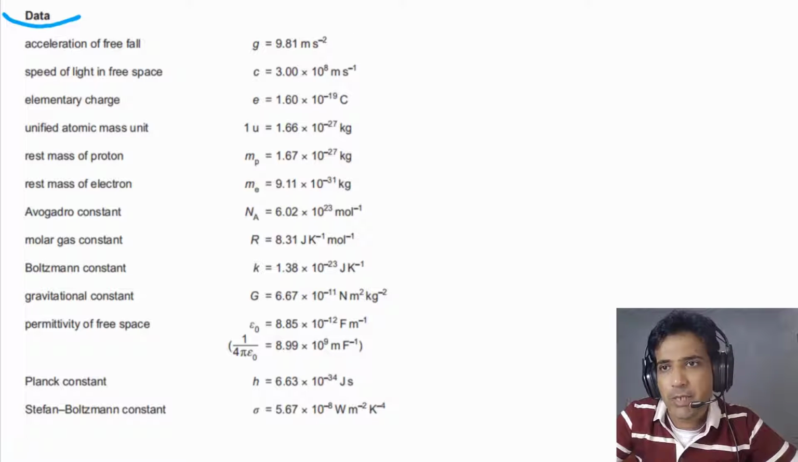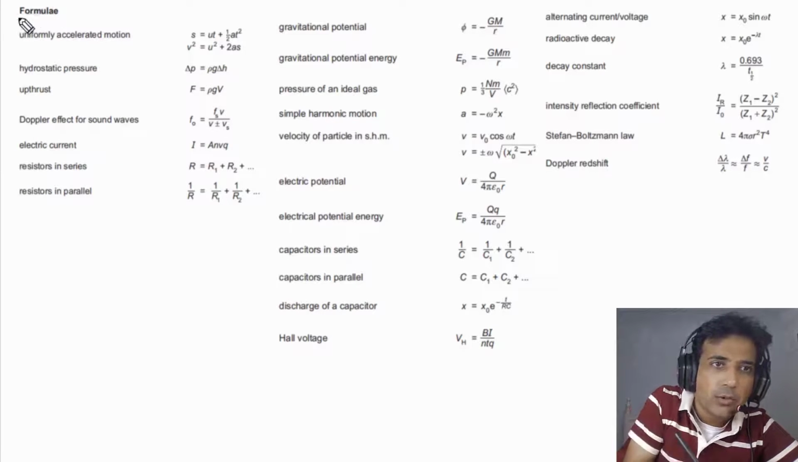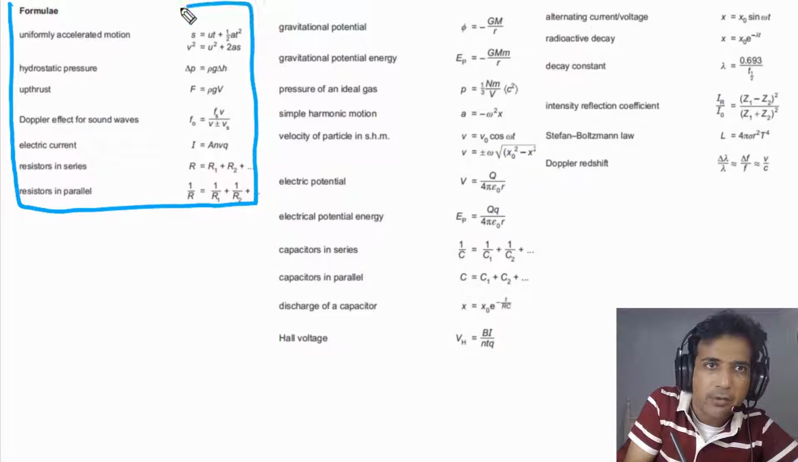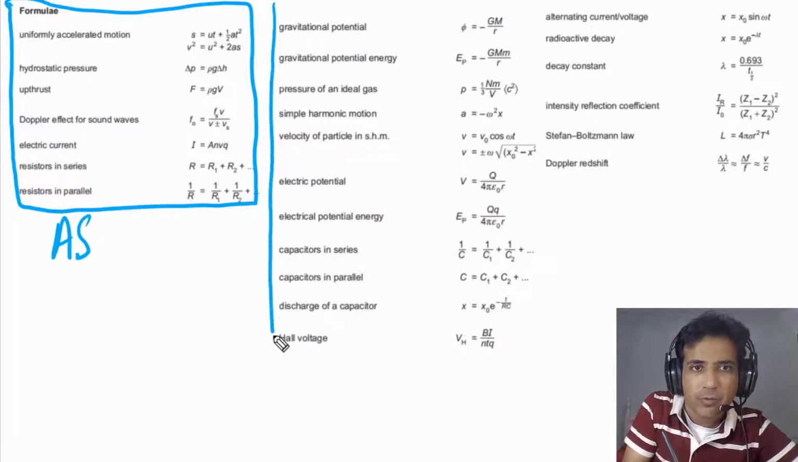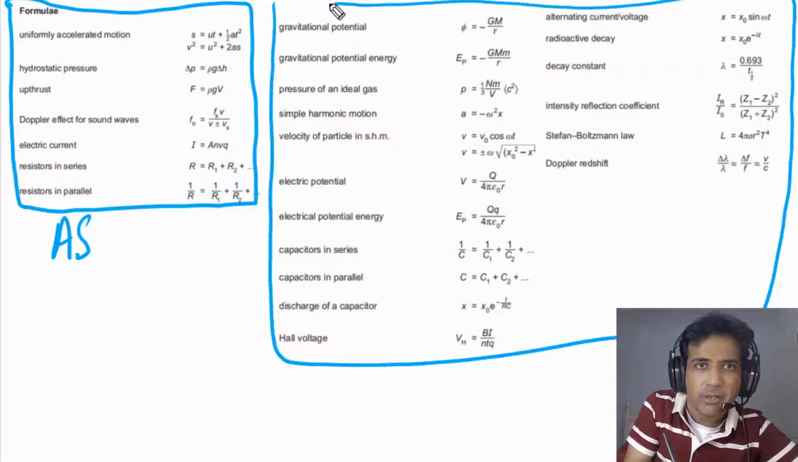If you go to the next page, you can see a list of formulae. On one slide, you can see all the formulae for AS physics. So these formulae are from AS physics. And all these formulae are for A2 physics.